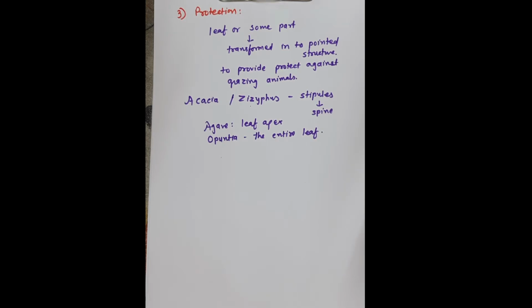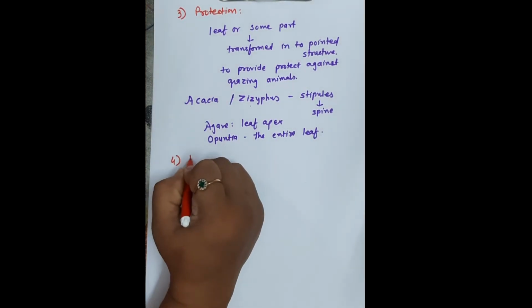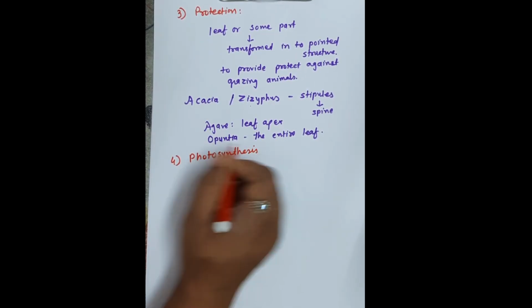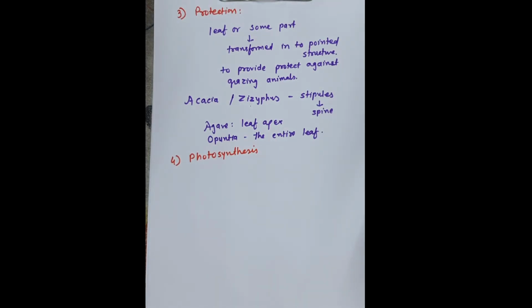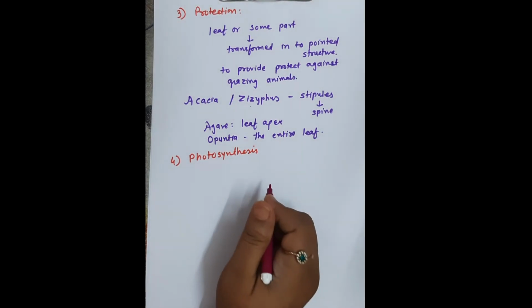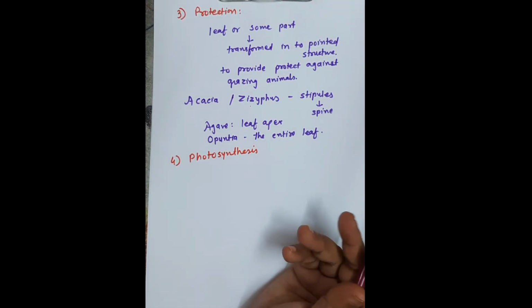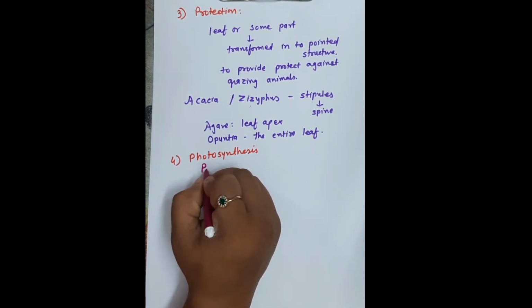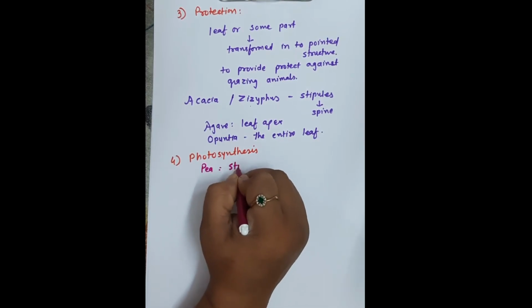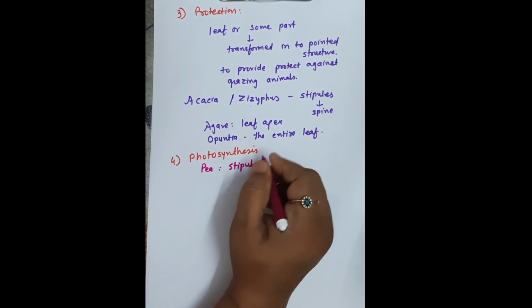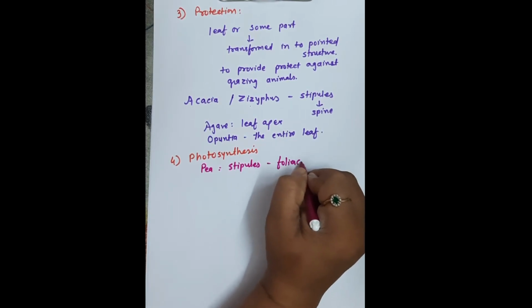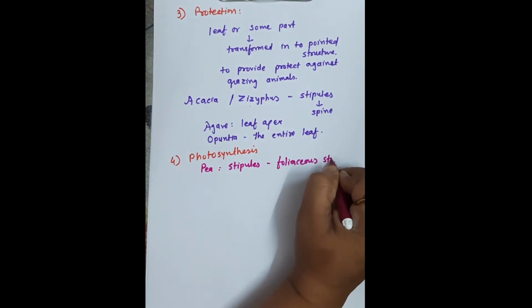Now next, modification for photosynthesis. Normally, as we know, photosynthesis is the function of the leaf, mainly the leaf blade, but photosynthesis is also carried out by parts other than the lamina. Lamina का सिवा और parts भी photosynthesis कर सकते हैं. Just like in pea, the stipules become leaf-like and carry out photosynthesis. So they are known as foliaceous stipules.